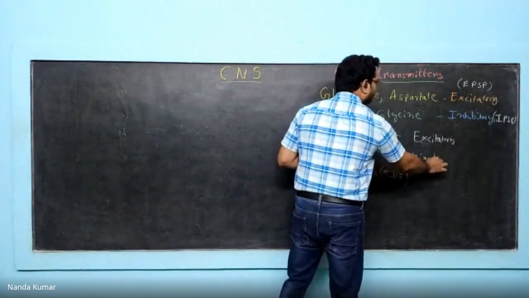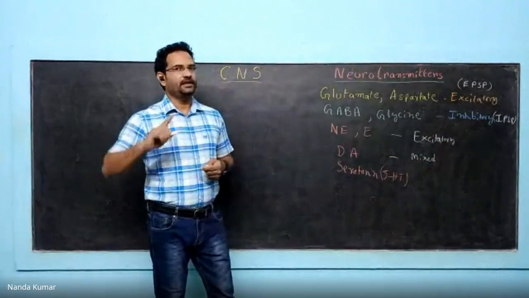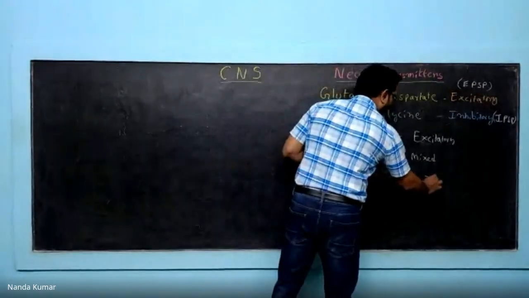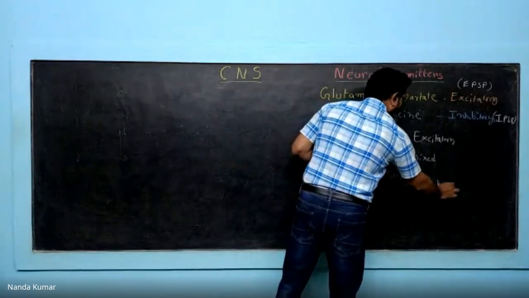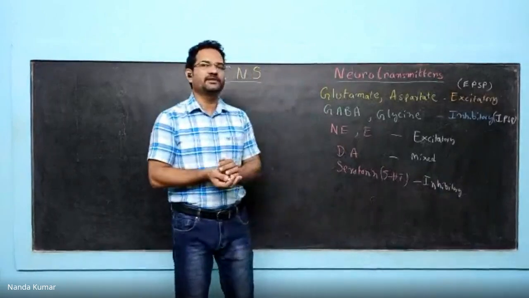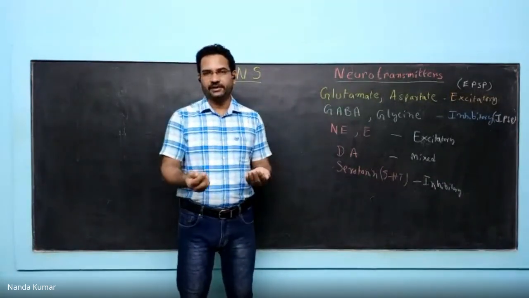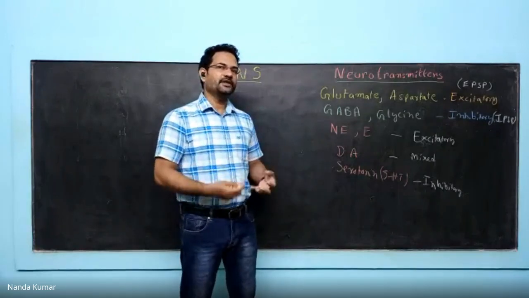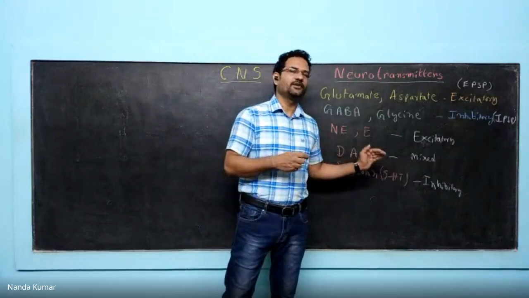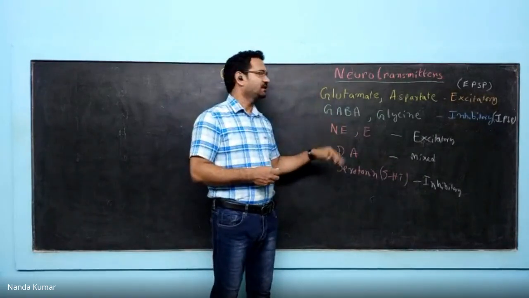In some of the neuronal junctions, it acts as excitatory. In some of the neuronal junctions, it acts as inhibitory. It has got a dual nature. Serotonin is also a kind of inhibitory, or mood stabilizing one. Serotonin has got multiple effects. It acts on a minimum of 6 types of receptors. So it has got a multitude of effects, but majorly it is an inhibitory or mood stabilizing neurotransmitter. So these are all the major neurotransmitters which we find in our CNS.